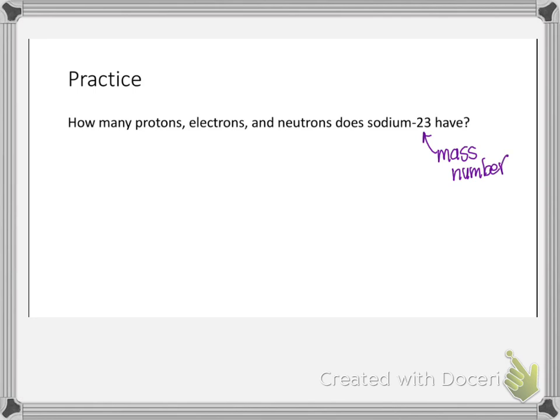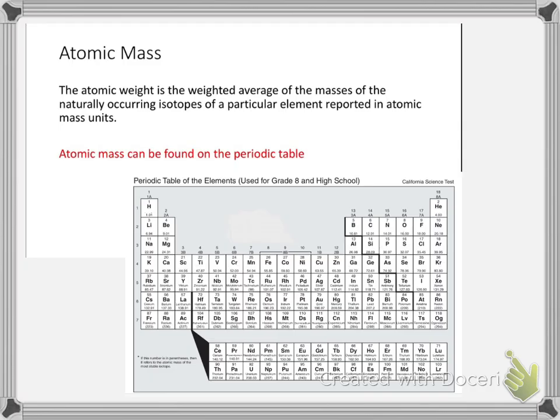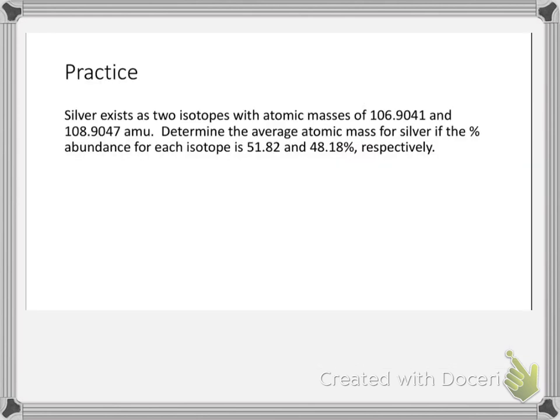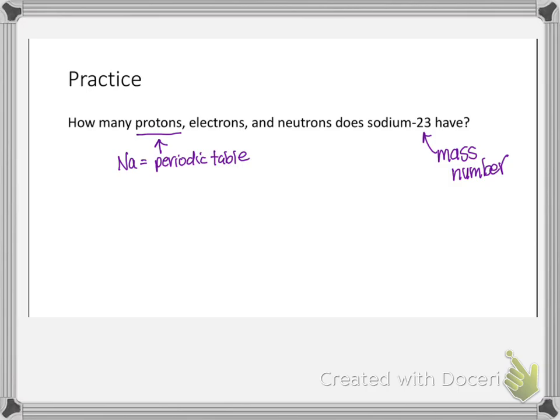So we have sodium. Okay, so we're going to find the protons on the periodic table. Sodium is Na, and it's one I want you to memorize. So let's look on the periodic table. All right, sodium is Na. There it is, right there. So it's number 11. So sodium has an atomic number of 11, has 11 protons. Okay, so 11 protons.